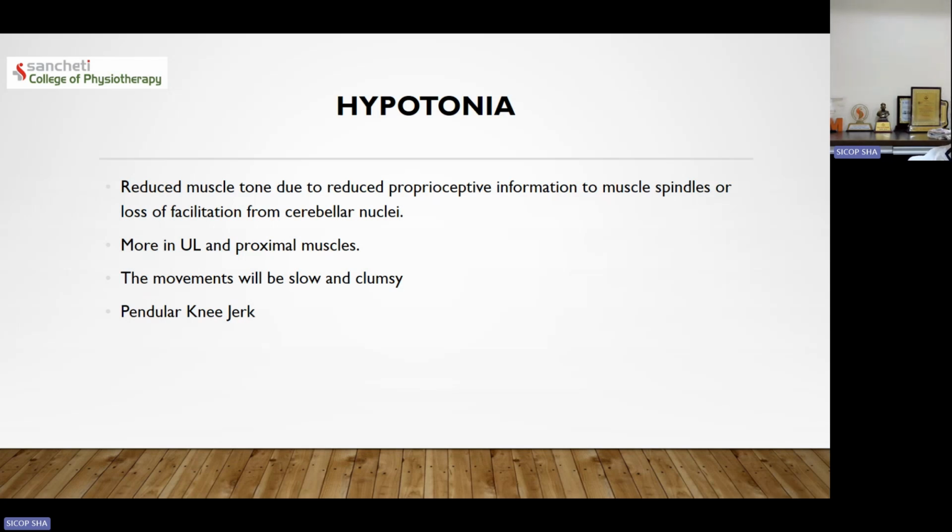Now, why do we see this pendular movement during the knee jerk? Normally when we tap the patellar tendon, the tone of the quadriceps causes the knee to go into extension. But as we saw, there is hypotonia. So when the limb is going down, it doesn't let the limb go down slowly. Because of the weight of the limb and the reduced muscle tone in the quadriceps, the knee keeps on oscillating. That's why there is a pendular knee jerk.